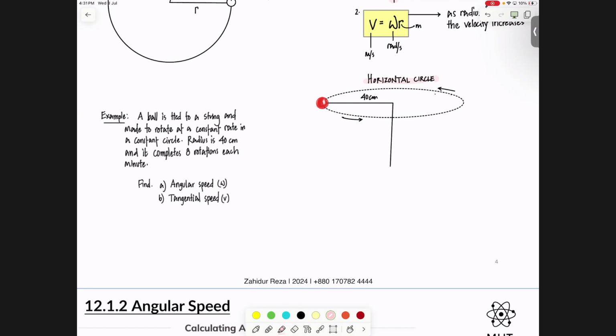So yeah, is there anyone with answers? 0.8 and 0.3. Why did you choose one significant figure? Which one is that? No, number of rotations. So what is exactly 40?